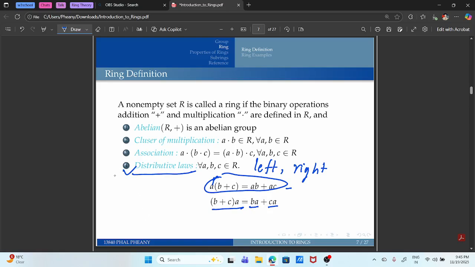And one more important thing: if a non-empty set satisfies these four properties under addition and multiplication, then it is called a ring. Now I would like to show some interesting differences between ring and group.